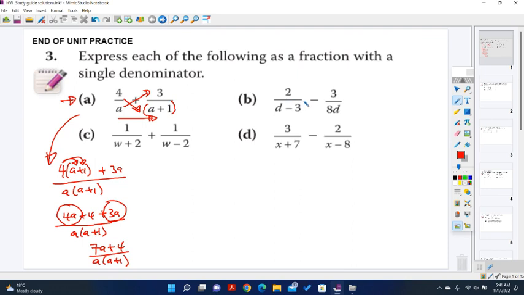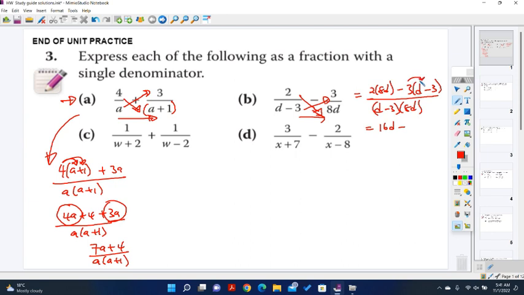This one, same thing, I'm going to do the crisscross. For many of these, it will be easier to do the crisscross. So I have 2 times 8D, minus 3 times D minus 3, all divided by D minus 3 times 8D. 2 times 8D in the top is 16D.